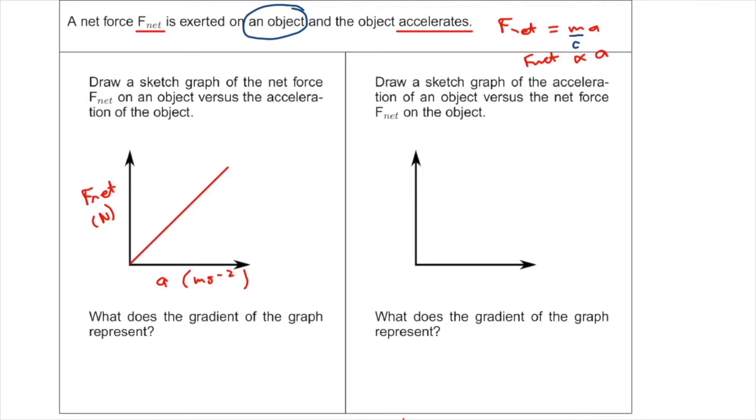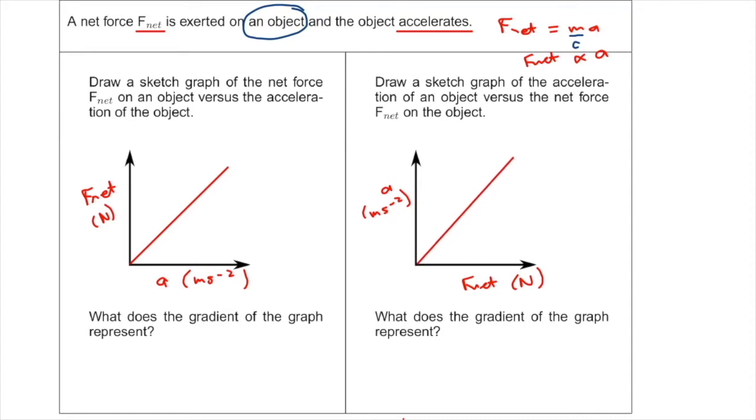Now in the second question, they ask us to draw a sketch graph, but this time it is acceleration versus net force. So now acceleration is on our y-axis and the net force is on our x-axis. Once again, they're directly proportional, so that will still be a straight line through the origin.